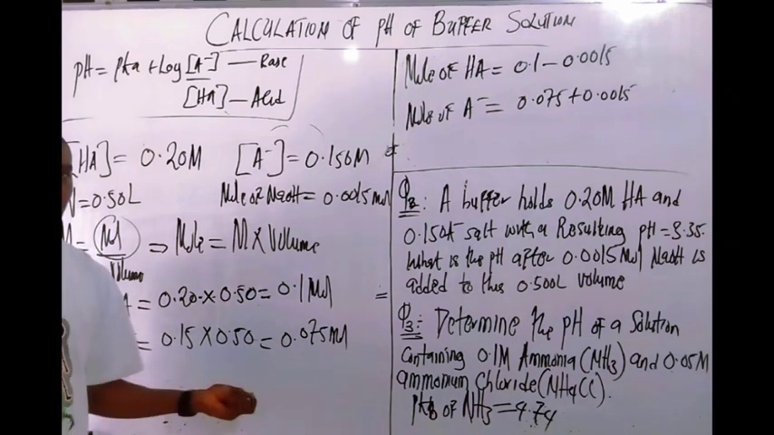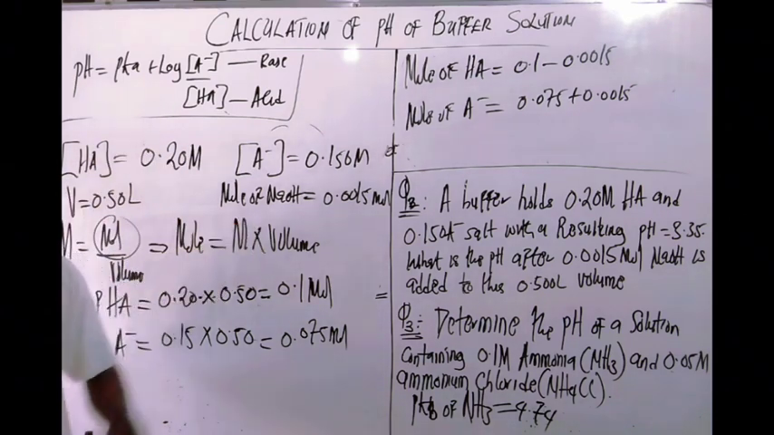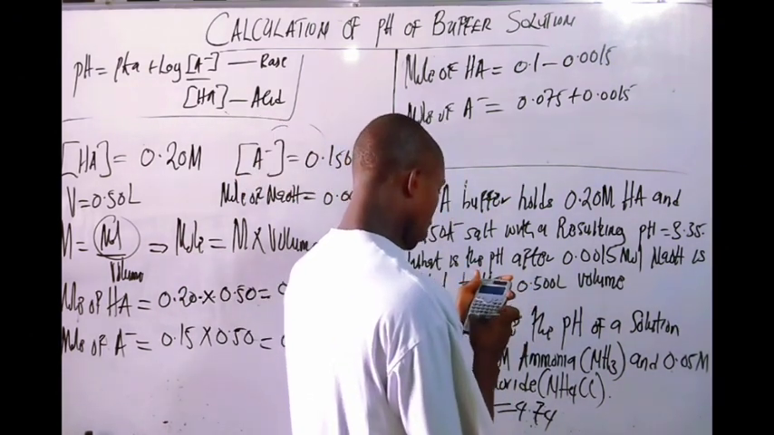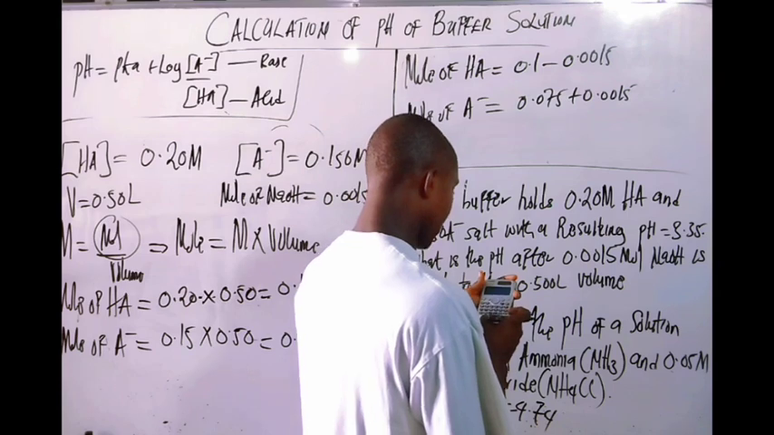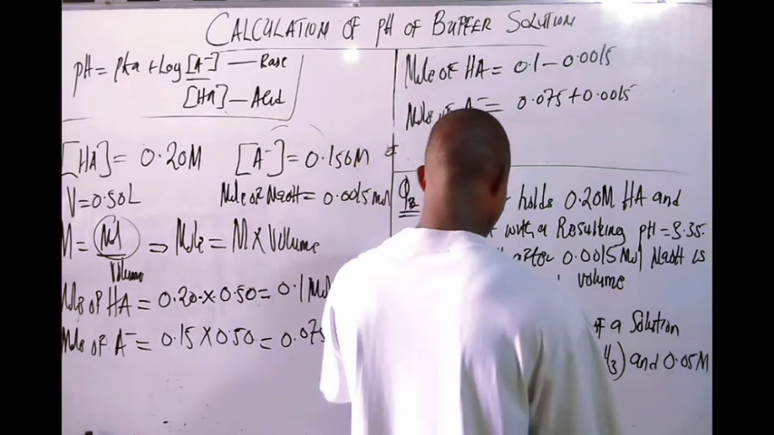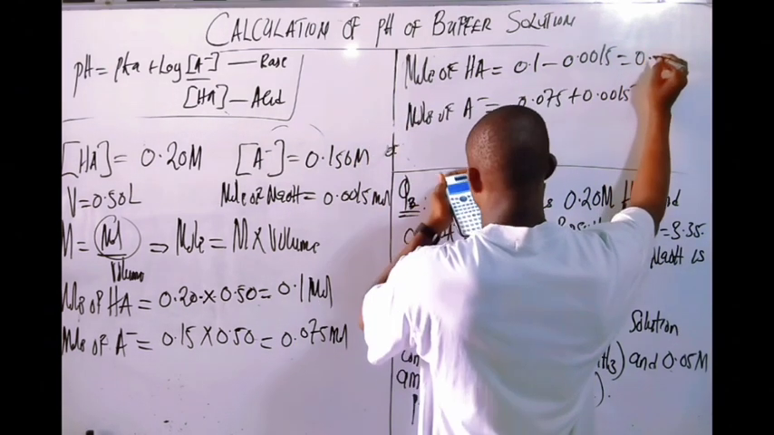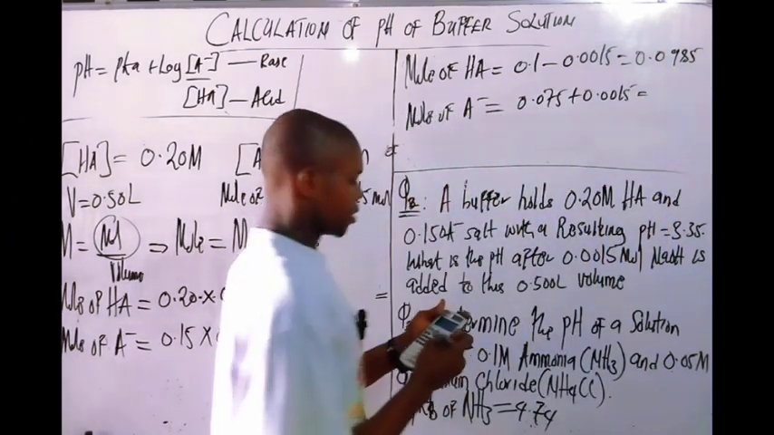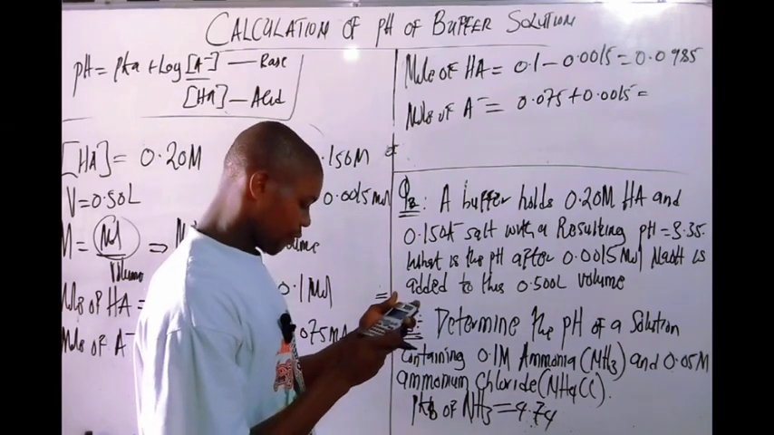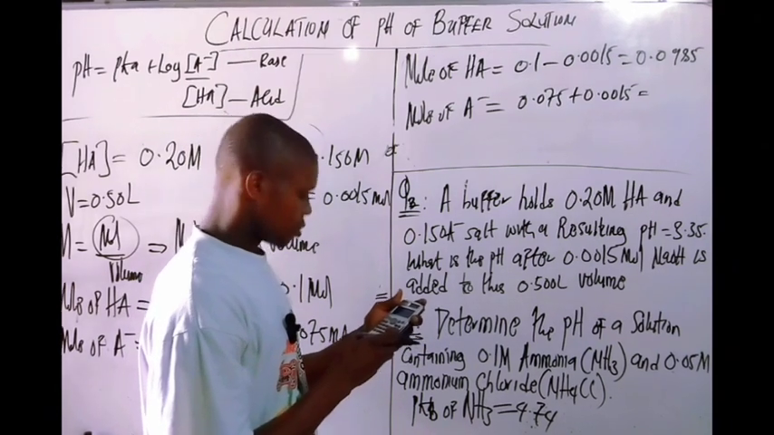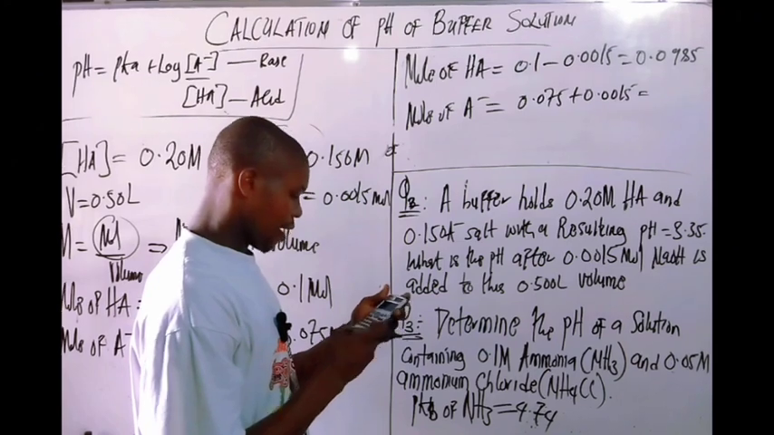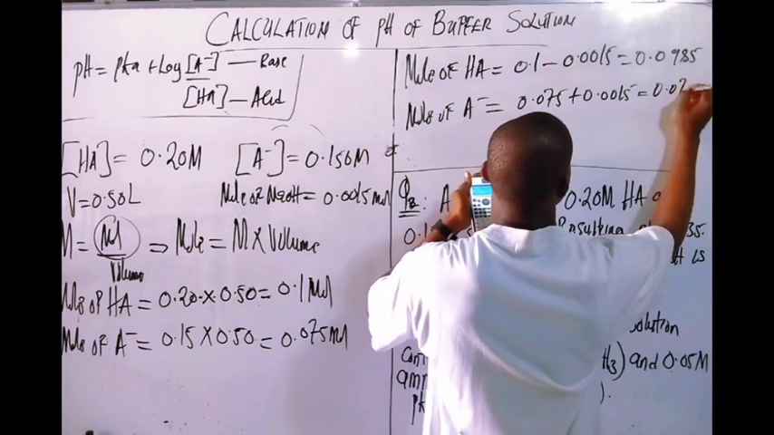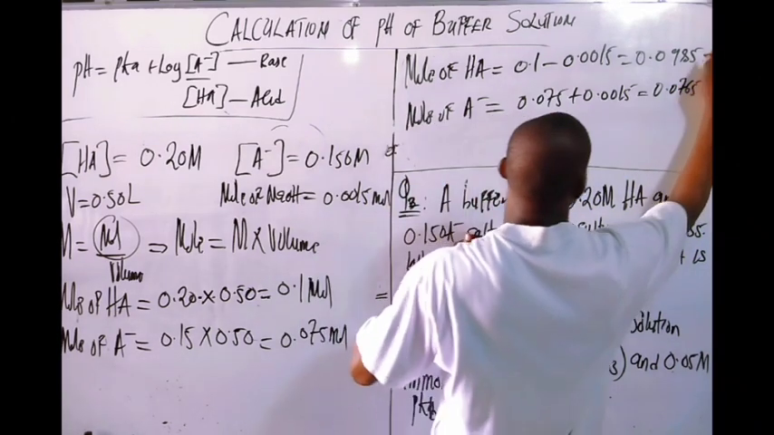Whenever a base is added to a buffer solution, it's going to increase the conjugate base. Do you understand? So here we have 0.1 minus 0.0015, so we're going to have 0.0985. Same here, 0.075 plus 0.0015, so you have 0.076. Do you understand? But here, remember they are moles.